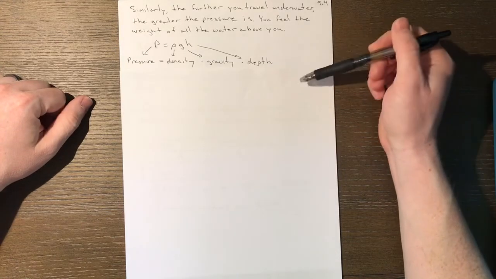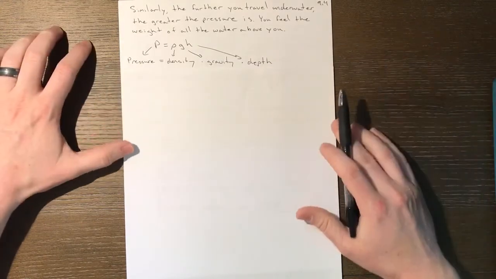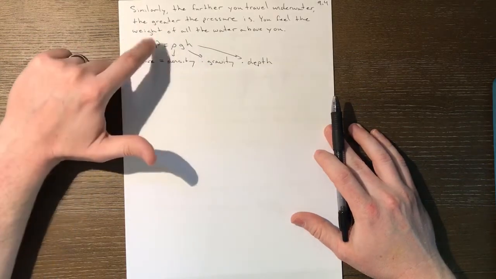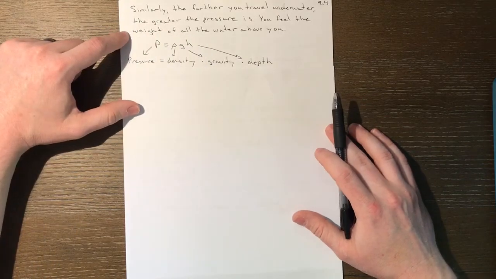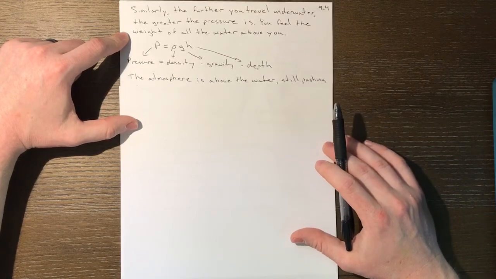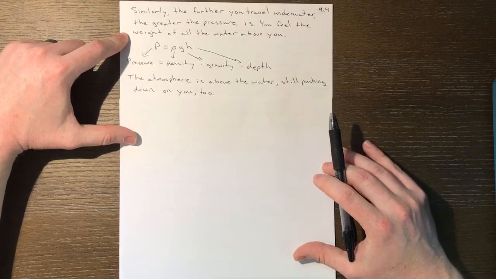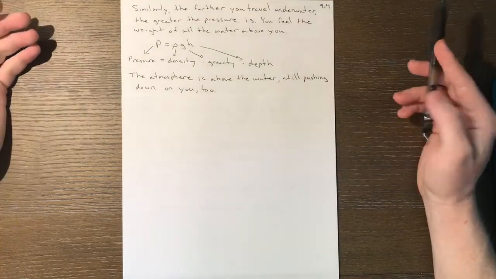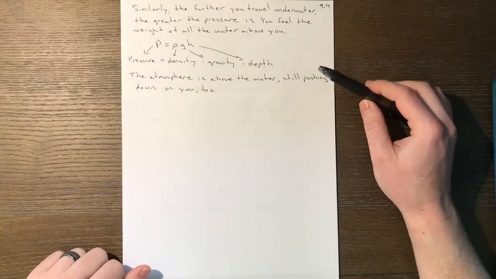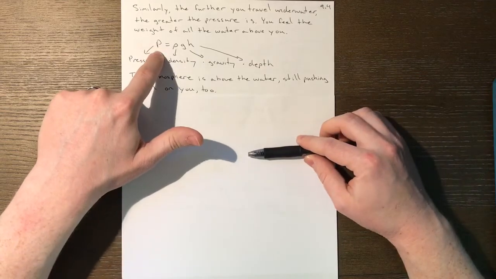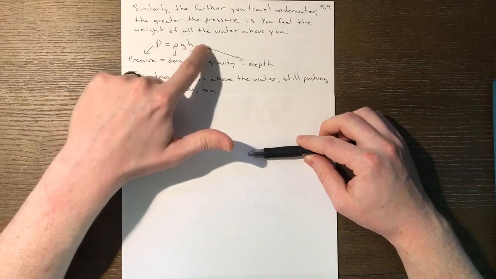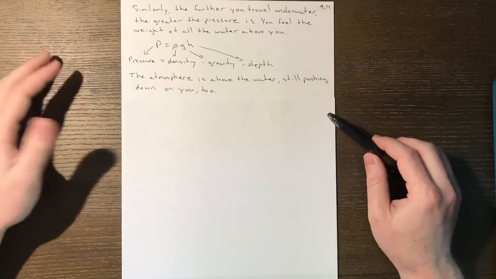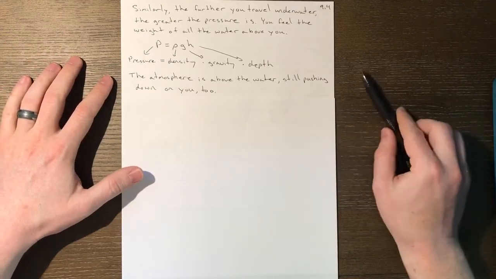The further underwater you go, the more pressure you feel. But that's not all. If you were to just plug these numbers in, that isn't the actual pressure you feel when you're underwater, because what's above that water? The atmosphere. There is still air above all that water, pushing down on you as well. And so the total amount of pressure you would feel underwater is P equals rho gh, plus 1 atmosphere, or roughly 101,000 pascals, of additional pressure.